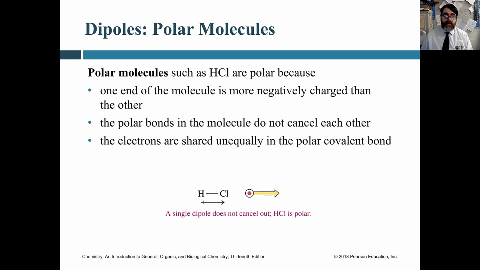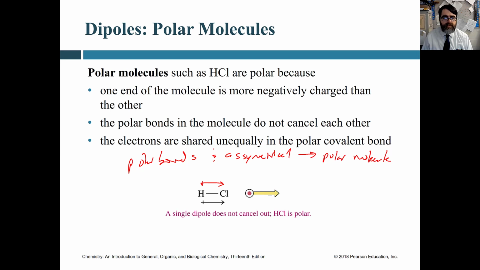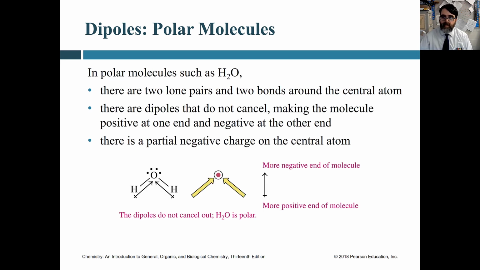You get polar molecules anytime they are not symmetrical. So if you have polar bonds and asymmetry, then you get a polar molecule. Hydrogen chloride is polar because the opposite sides end up having opposite charges.